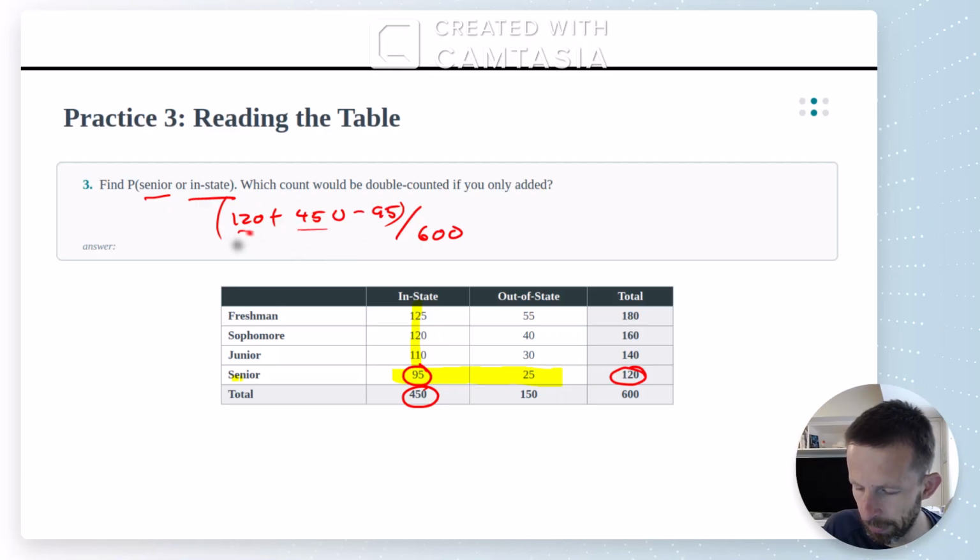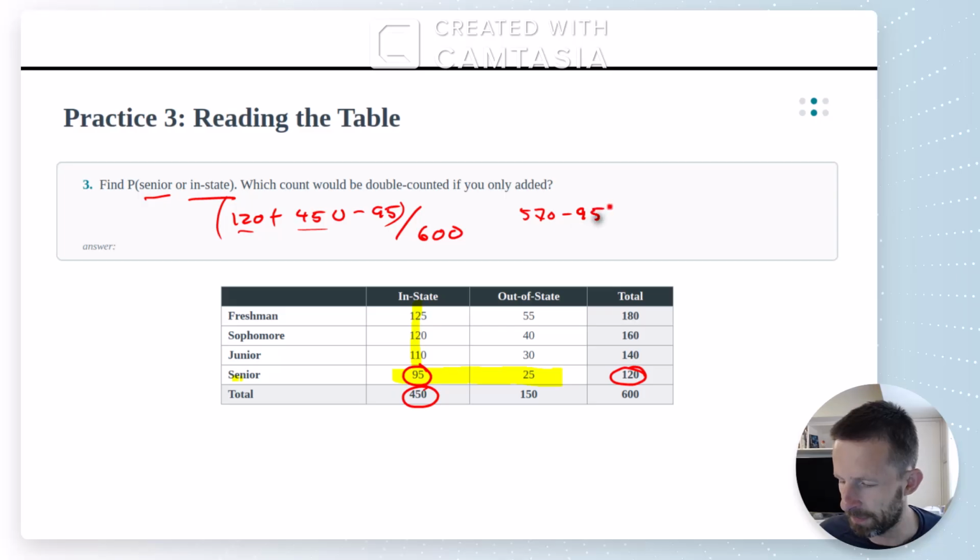So this would be what? 570 minus 95. So 475 out of 600.